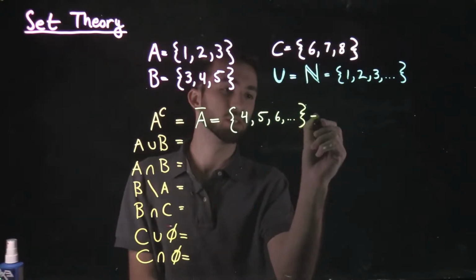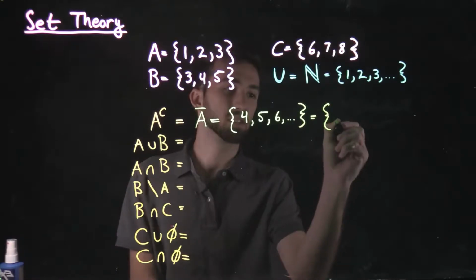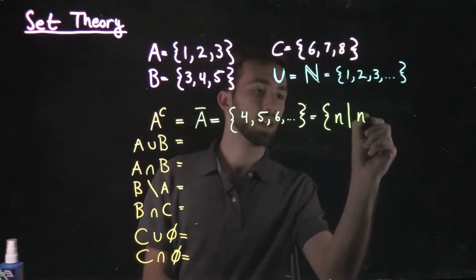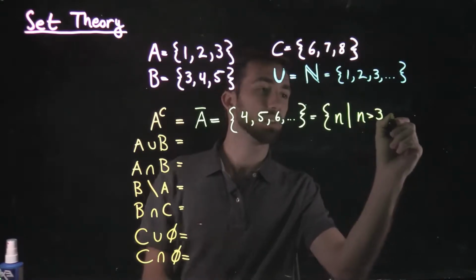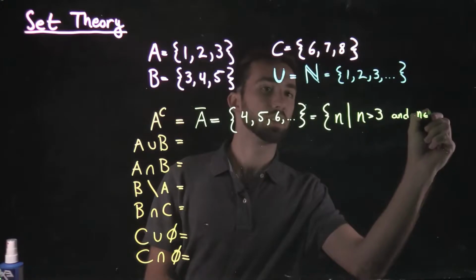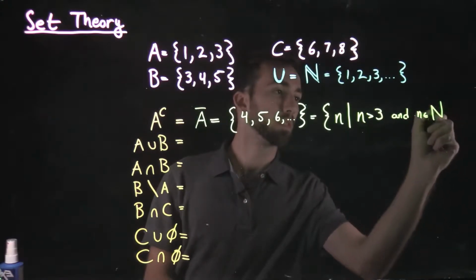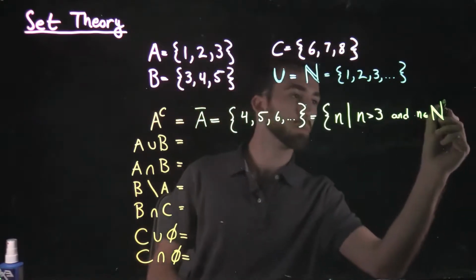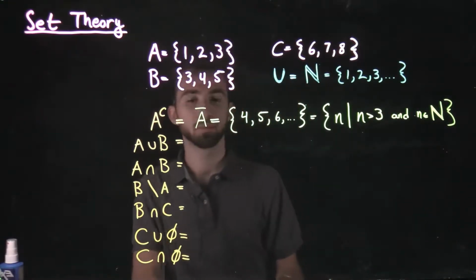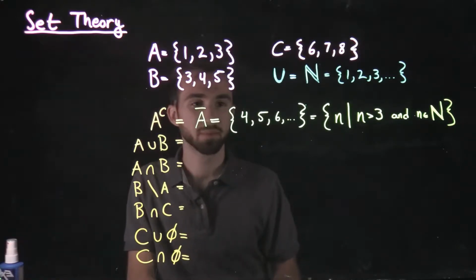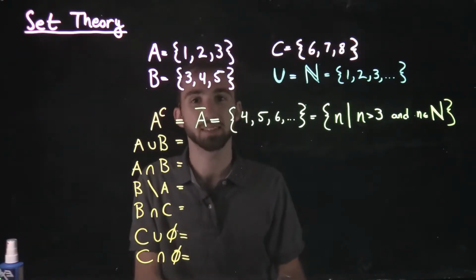And if we wanted to do this with set builder notation, it's going to be n such that n is greater than 3 and n is an integer. So that's our first problem. That's our set complement of A. So it's everything that is not inside of A.